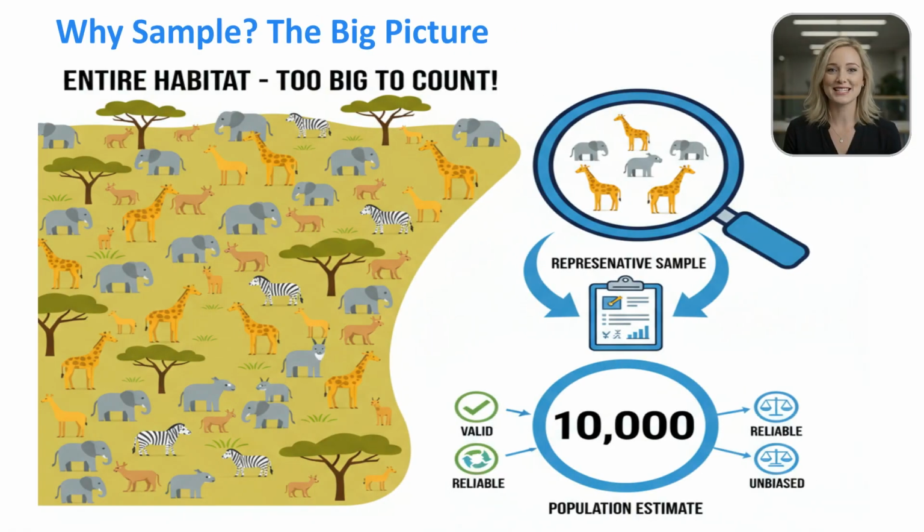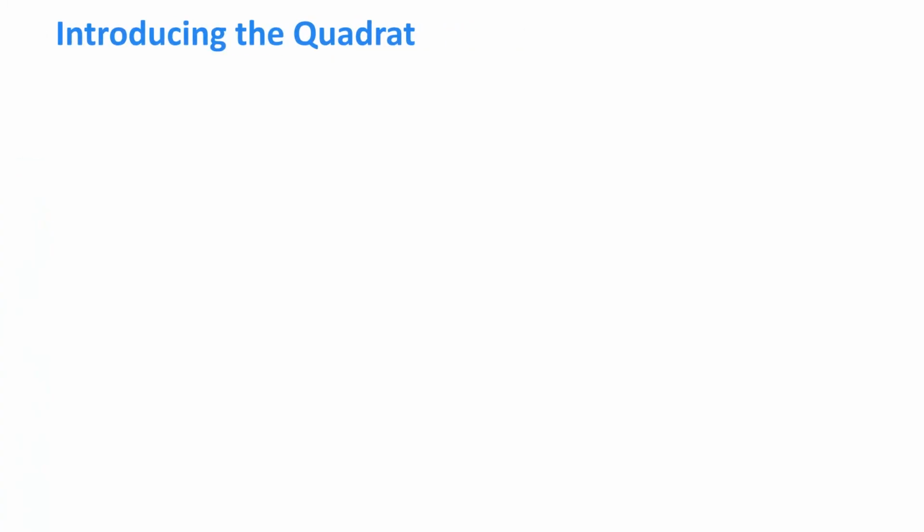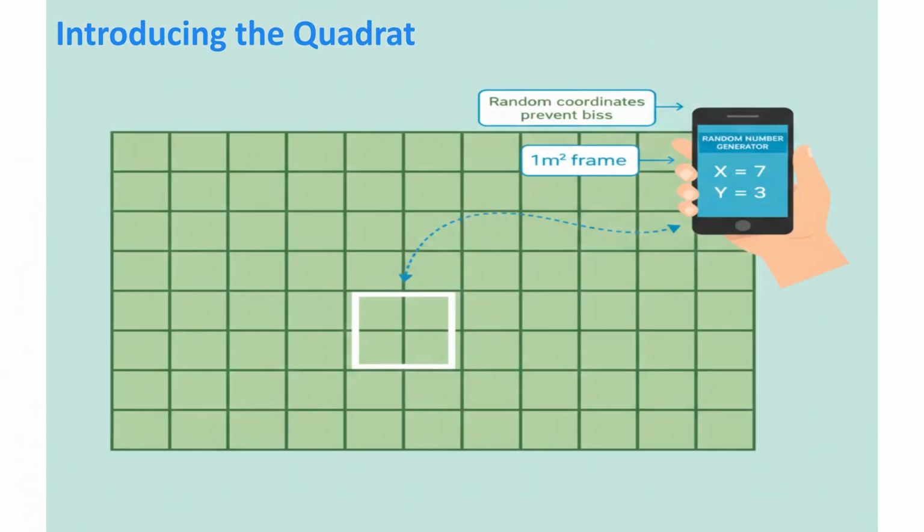The big picture of sampling is that counting every organism in a large habitat is too big a task. We use representative samples to get a valid, reliable, and unbiased population estimate, such as estimating 10,000 animals in this habitat. One key tool is the quadrat. This 1 square meter frame is used with random coordinates, often generated by a phone app, to prevent bias when taking samples to estimate population size.